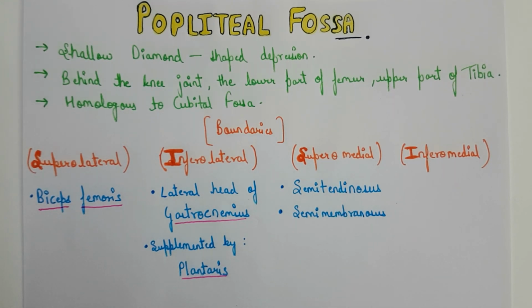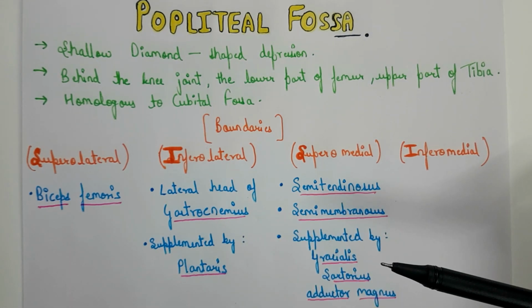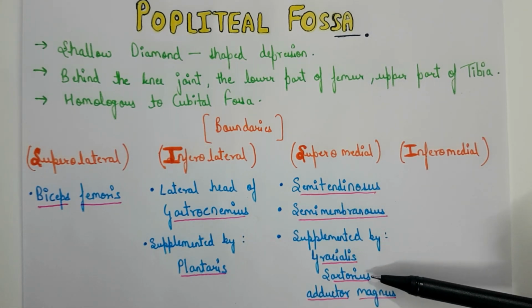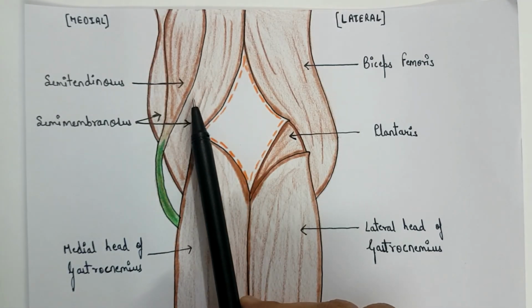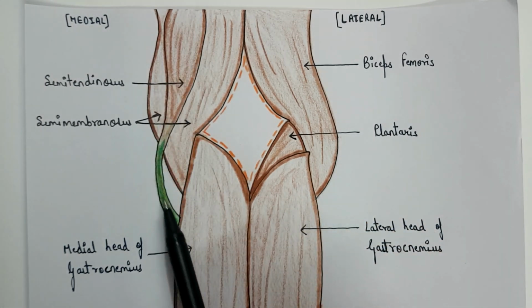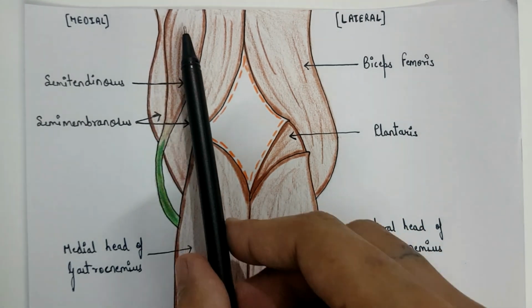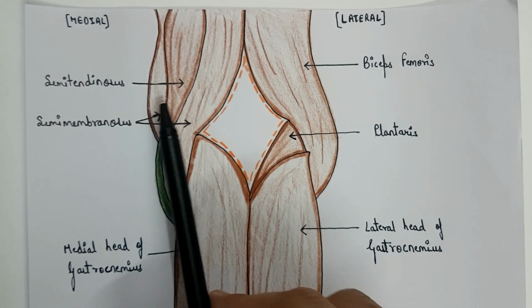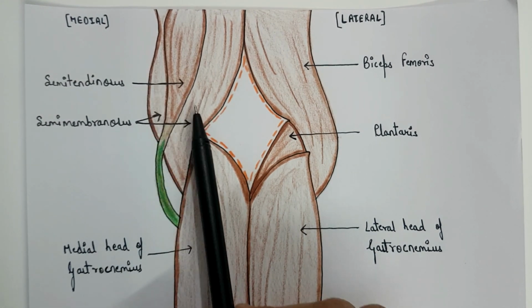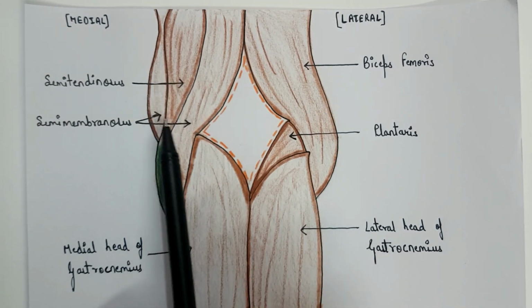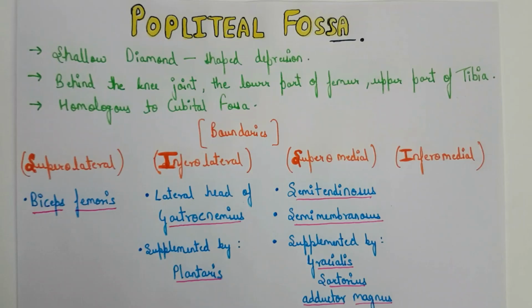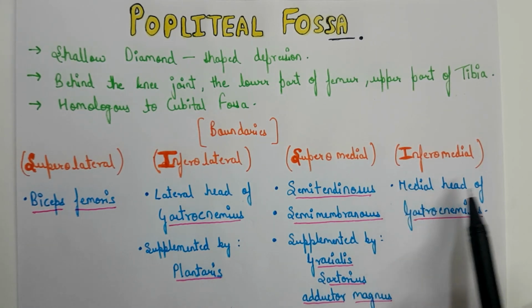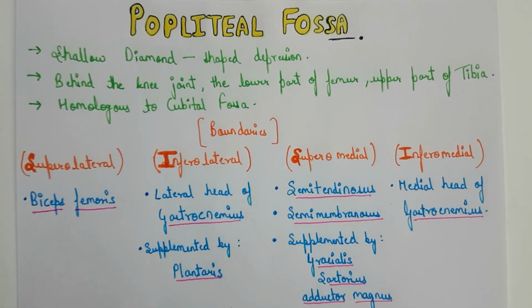There are many muscles which supplement the superomedial boundary, and those are gracilis, sartorius, and the adductor magnus muscles. The superomedial border is formed of semitendinosus and the semimembranosus, that is, this is the semitendinosus muscle and these two are the semimembranosus muscles. The superomedial border is also supplemented by 3 muscles, that is the gracilis, sartorius, and the adductor magnus muscles. The inferomedial border is formed of the medial head of the gastrocnemius muscle.